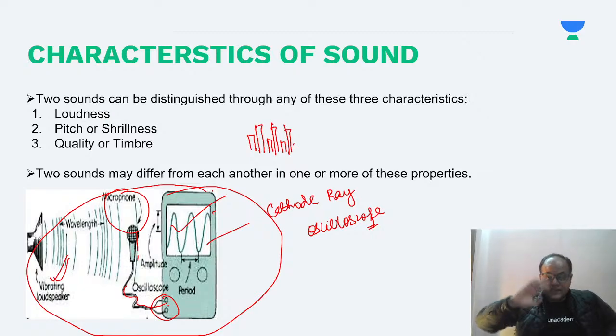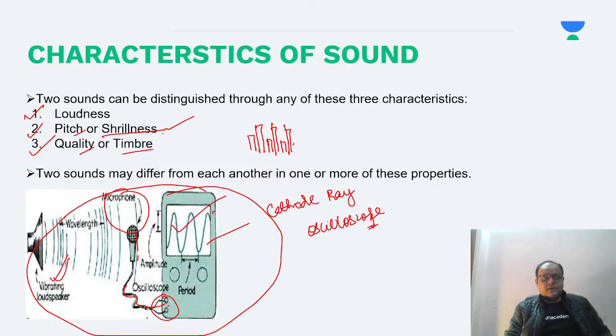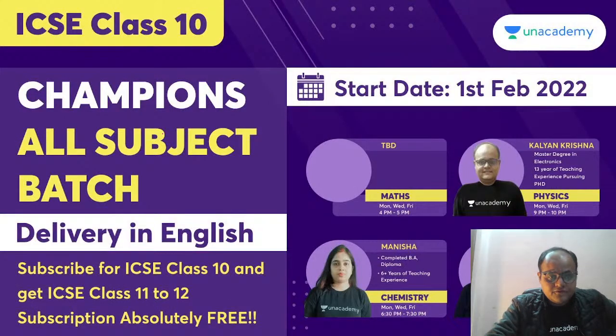Based on these waveforms and the other parameters, we have said that sound possesses three characteristics. One is loudness. The other one is pitch, or shrillness, you can call it. At times in board examinations they ask shrillness, and at times they call it pitch. Then you have quality, or timbre. So first of all, let me quickly brief you about this.